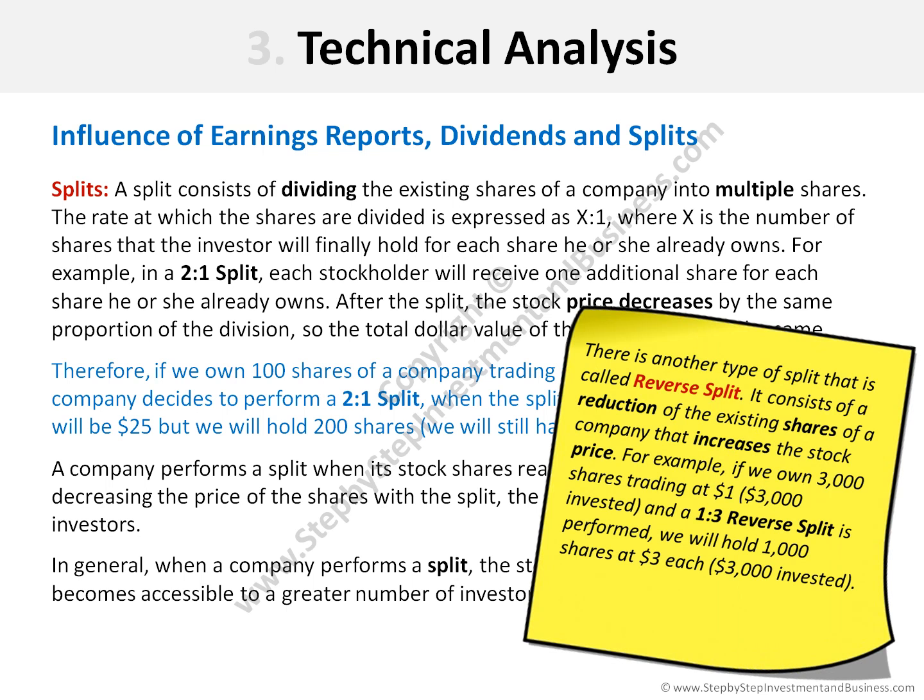It is important to mention that there is another type of split that is called reverse split. It consists of a reduction of the existing shares of a company that increases the stock price. For example, if we own 3,000 shares trading at $1, that is, we have $3,000 invested, and a 1-for-3 reverse split is performed, we will hold 1,000 shares at $3 each. That is, we will still have $3,000 invested. That is, in a reverse split, the amount of shares is reduced, but the stock price increases by the same proportion.